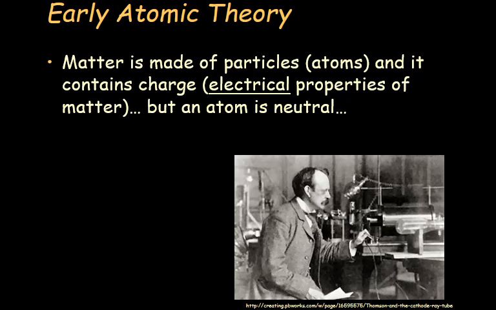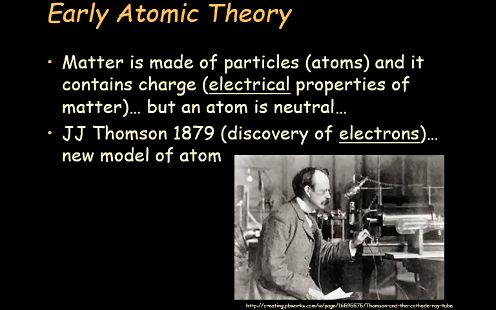And then, continuing with early atomic theory, matter is made of particles and it contains charge, and there's electrical properties in matter, but the atom itself is neutral. And so J.J. Thomson, 1879, discovered the electron, and his discovery provided a new model of the atom. He used the cathode ray tube, and it's really interesting how this works. There's a picture of it here.